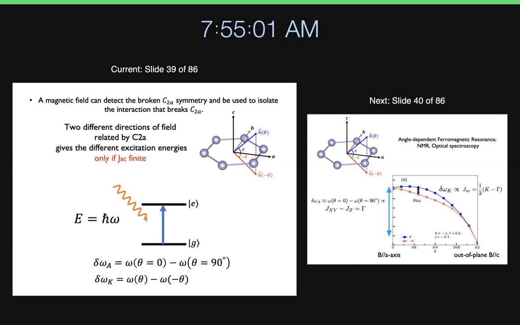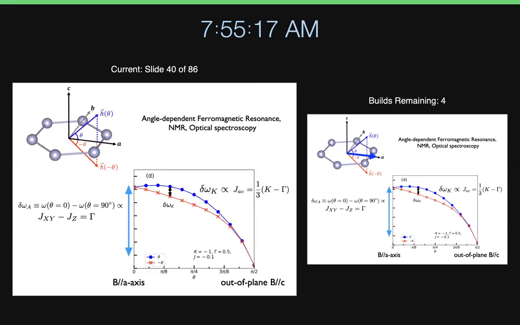Likewise, if I had a field in the BC plane, I had a C2B symmetry. So if I had a magnetic field that relates between C2B, I'm going to get an excitation difference which is going to be exactly 0. And I'm going to call delta omega A the in-plane and out-of-plane anisotropy. Okay, so how do you measure it? One way to do it is angle-dependent ferromagnetic resonance.